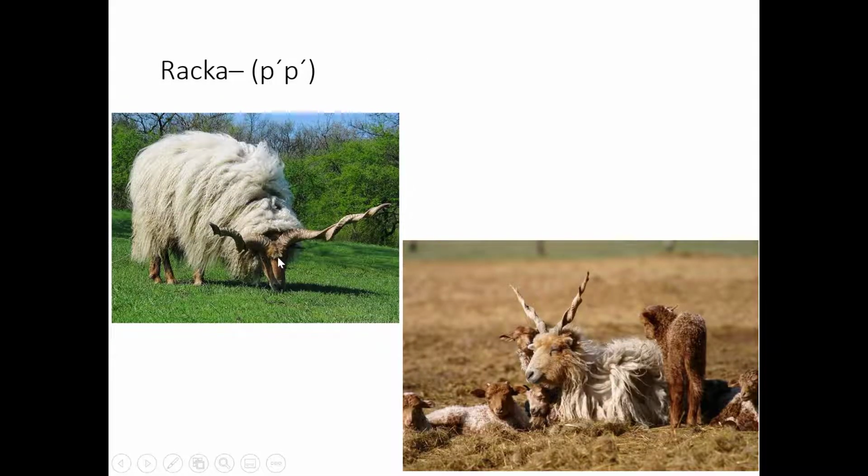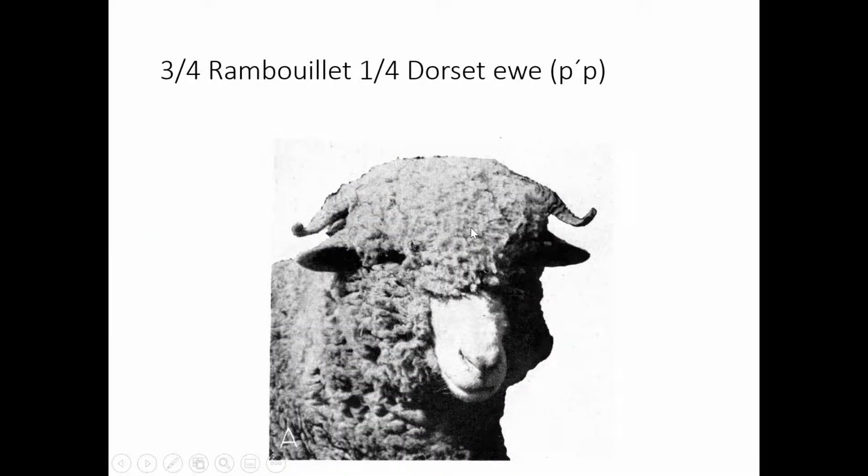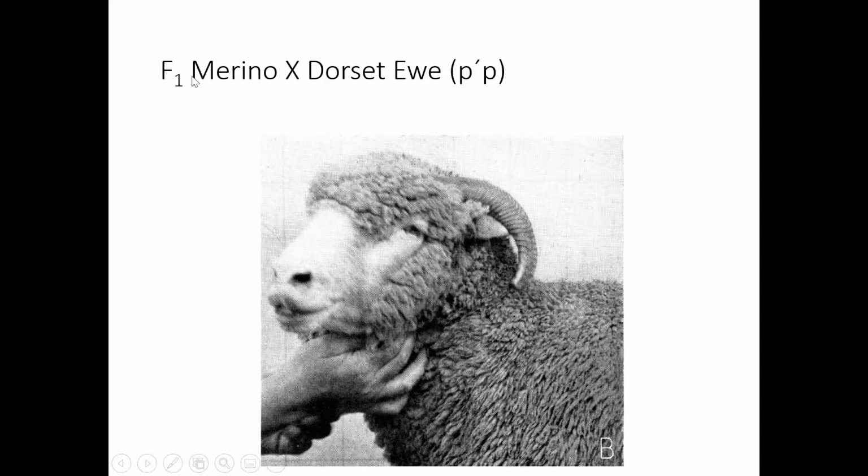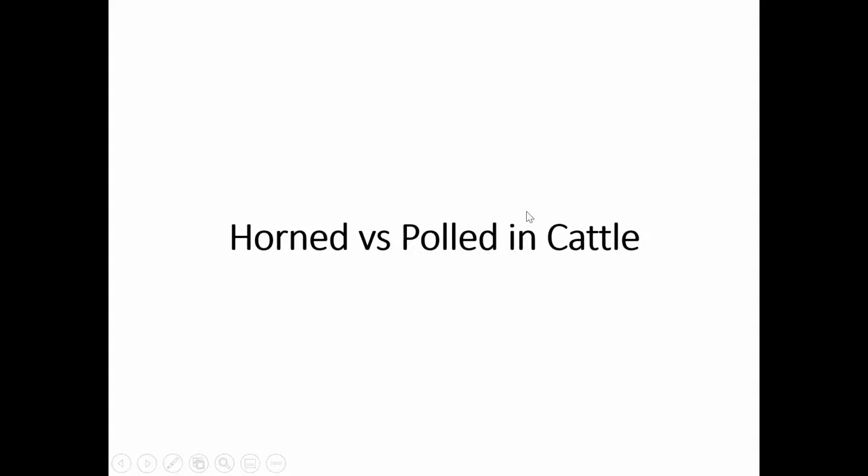And then our Rocca. So these have quite a different looking horn than our other sheep we've looked at, but they are also little p prime. And this is a crossbreed, so I have a 3/4 Rambouillet with a 1/4 Dorset ewe. So she is p prime with a little p. So she has the horns here. Next we have an F1 Merino Dorset ewe, so p prime again with a little p. So she is also horned.